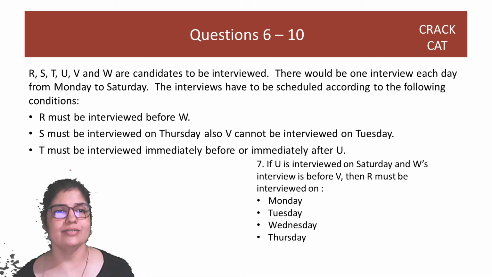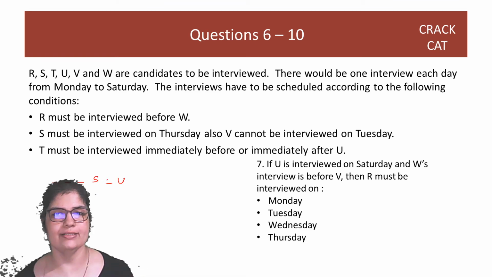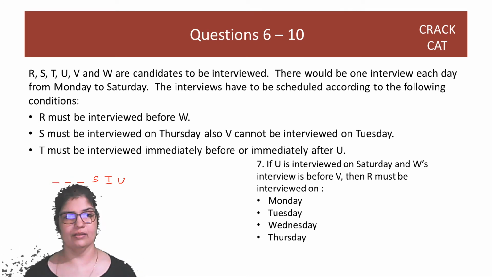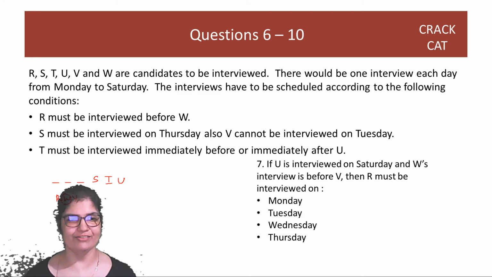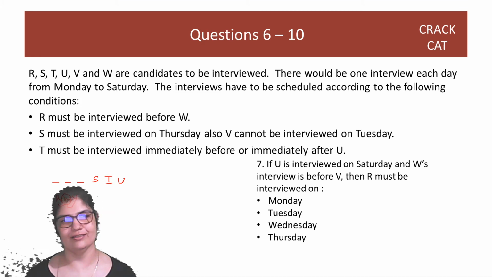U is interviewed on Saturday. So you have 1, 2, 3. Then you have S, then you have gap and U. And since T and U are together, T will have to come here. And W's interview is before V. Okay, so what is left here? You have R and W and V. And this is the order, right? W has to be after R and W has to be before V.